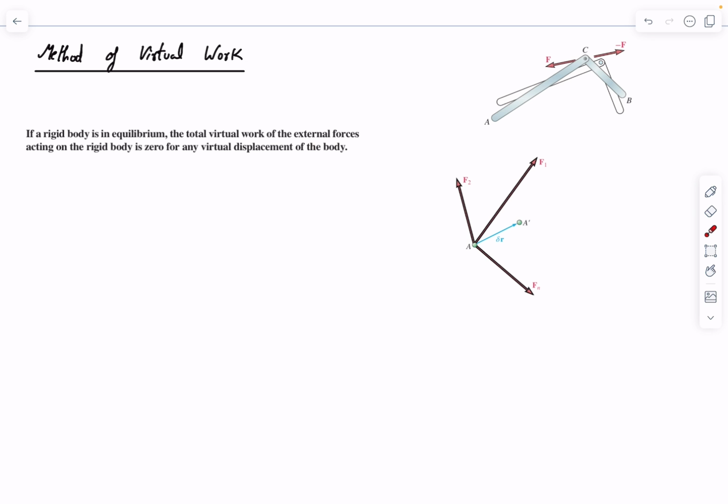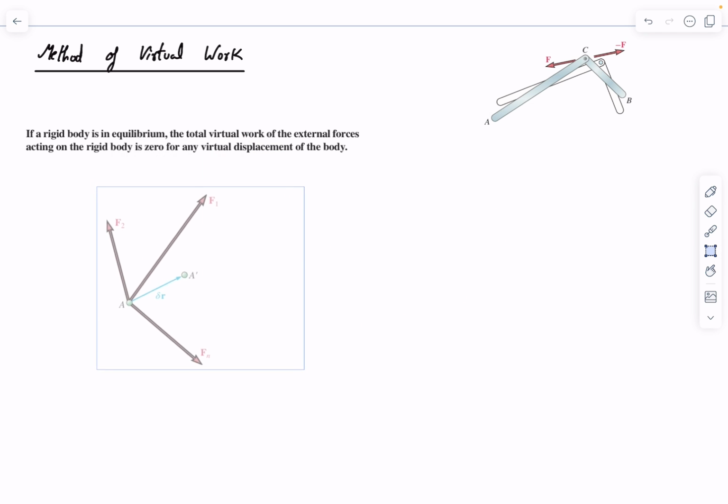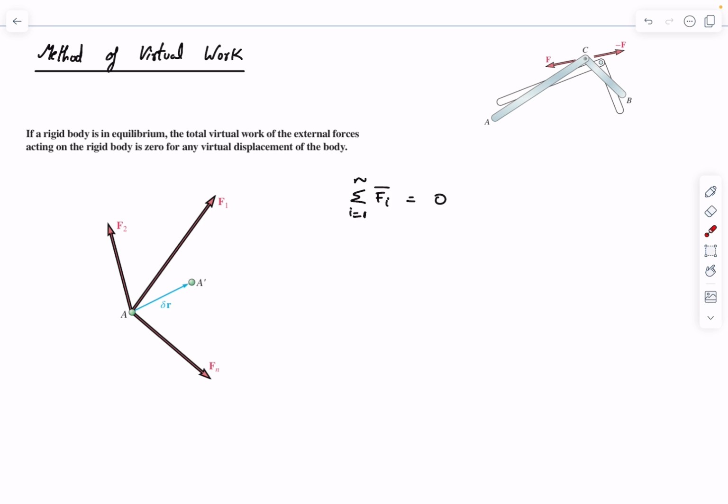Now what is virtual displacement and virtual work? For that, pay attention to this image over here. Imagine we have a particle A and the particle A is in equilibrium, which means if I add up all the forces vectorially, I should get the answer as 0. Now imagine in your head that we displaced it by a small amount delta R. It's called virtual because it's not a real displacement. We are not really displacing it. For the sake of imagination, we are imagining a displacement in our head, and that's why it's called virtual displacement.